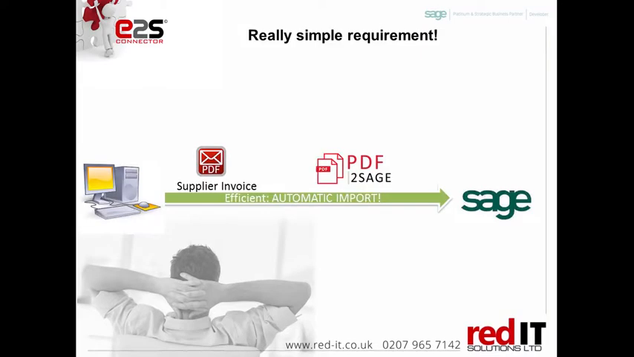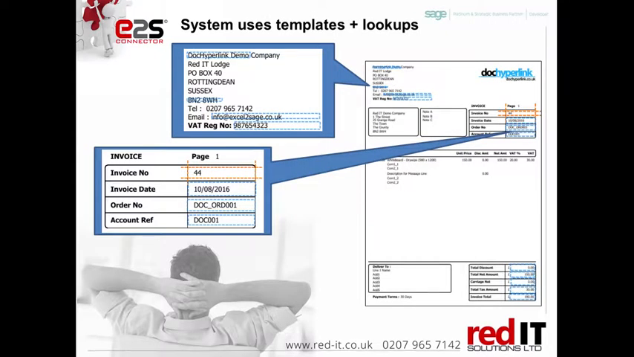It would be a lot more efficient if those PDF invoices that have been emailed to you could be imported directly into Sage. And that's where PDF2Sage comes in. It allows you to import them in automatically, saving you time, keying errors, as well as paper and everything else. How does it do that?